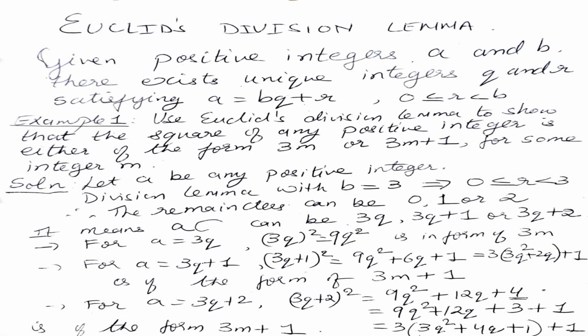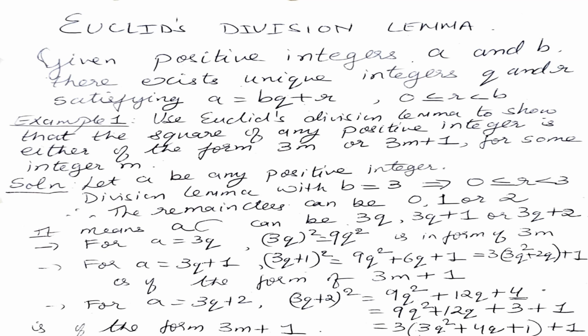First concept is Euclid's division lemma. Given positive integers a and b, there exist unique integers q and r satisfying a is equal to bq plus r, where r is the remainder and it can take values between 0 and b. Let us take an example to understand.